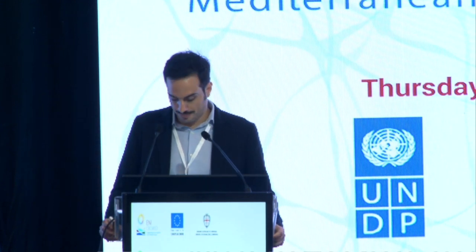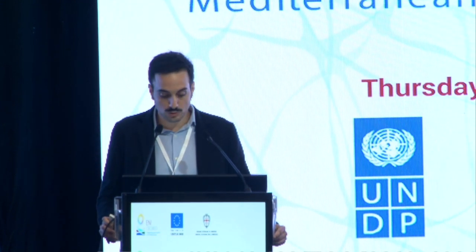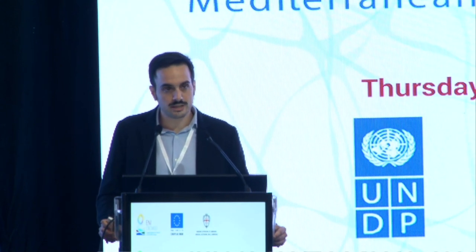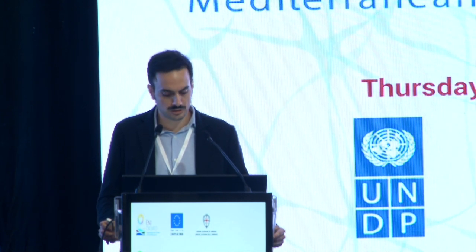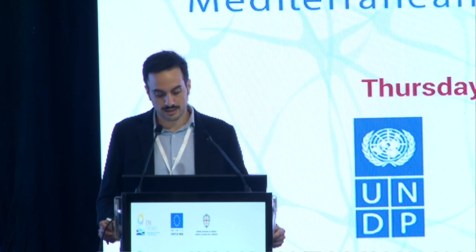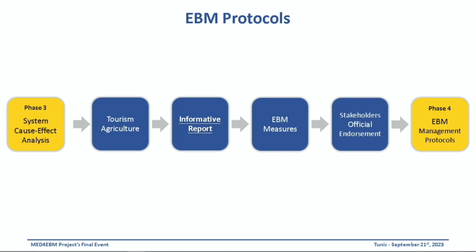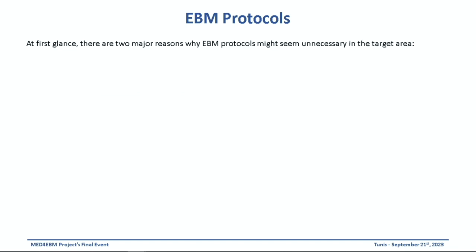This is more or less the workflow that we follow, again, starting from tourism and agriculture. We create an informative report, which is just a summary of the system cost effect analysis report. In this report, we identified the measures that we needed to, let's say, address the pressure on the ecosystem. We shared this document with the stakeholders, which gave us their official endorsement. And we will see this as a very important result and achievement for our project area. All this work that we did was a preparatory work for the management protocols.